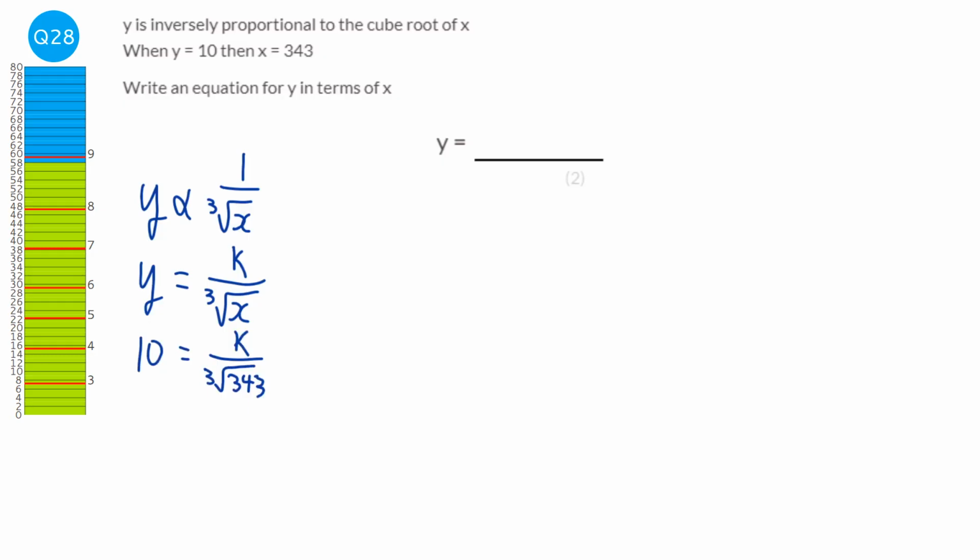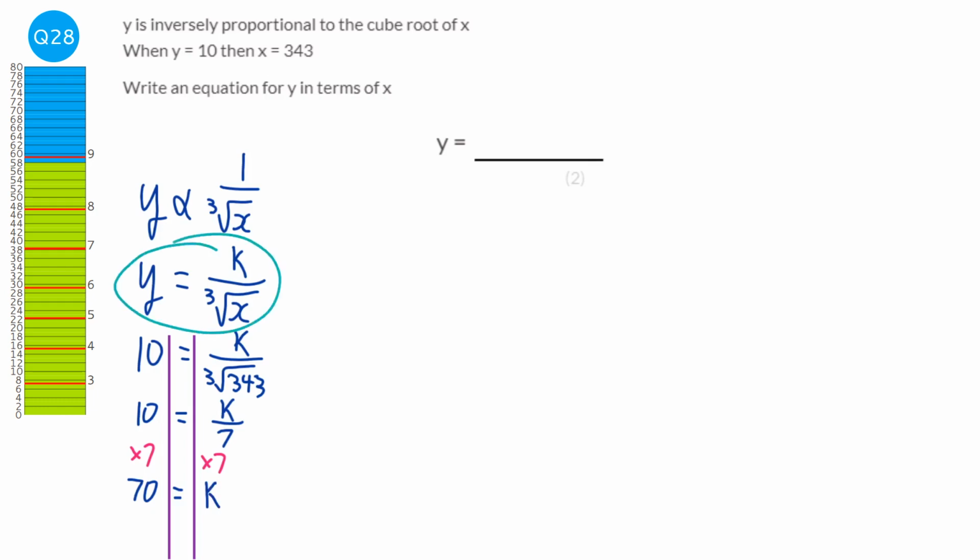Okay, next thing we're going to do is we're going to solve that. So put our lines in. Now the cube root of 343 is 7. So it's a lot easier. And we're just going to times both sides by 7. So k equals 70, and we're just going to rewrite this, but instead of k, we're just going to write 70. So y equals 70 over the cube root of x.